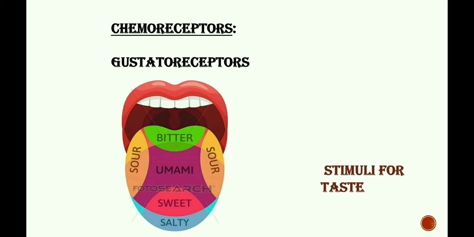chemoreceptors. Chemoreceptors are divided into two parts, that is gustatoreceptors and olfactory receptors. Coming towards gustatoreceptors, the location is taste buds of tongue, and its main function is that it is sensitive to taste, and those tastes are sweet, salt, sour, bitter, and umami.